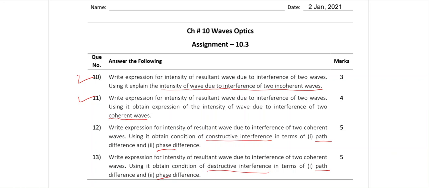Okay, so let us start. But before we derive, we'll try to understand when constructive interference is possible and when destructive interference is possible. Once we understand the physical situation which makes this type of interference possible, then we'll go to the maths part, the derivation part of the equation.